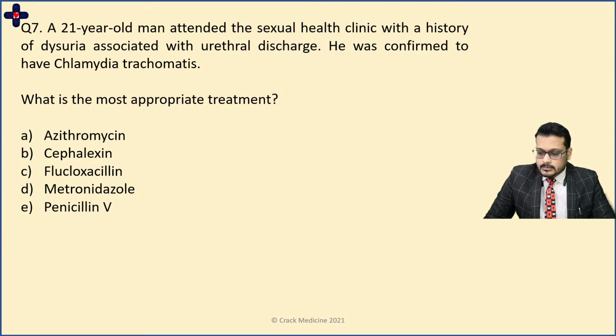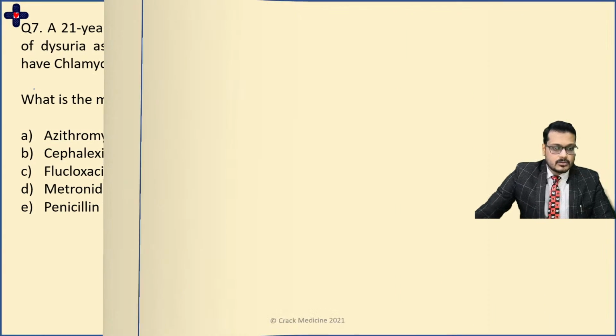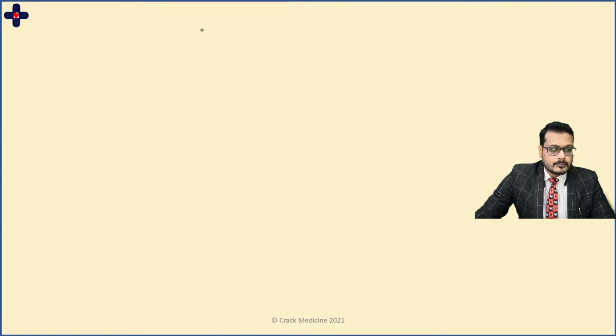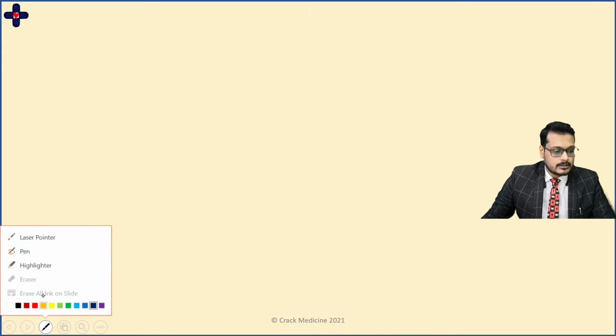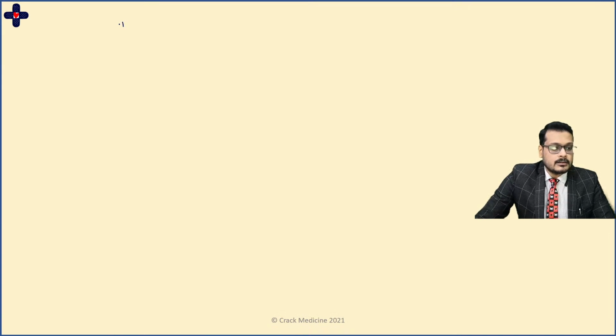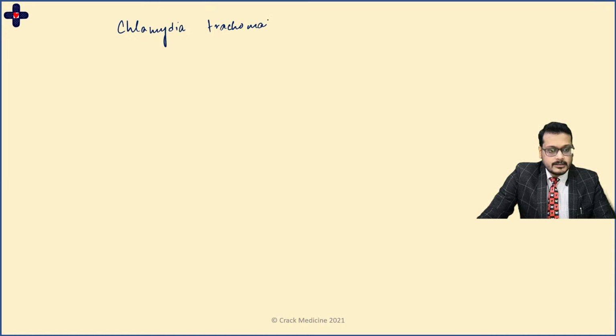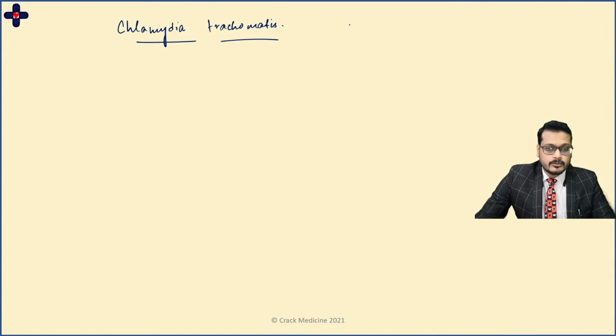Okay, so all of you have answered, and the right answer is A, azithromycin. So when we are talking about chlamydia, this has the habit of not working sometimes. When we are talking about chlamydia, this is definitely the most prevalent STD in the UK right now. So you have to be very thorough with this one.